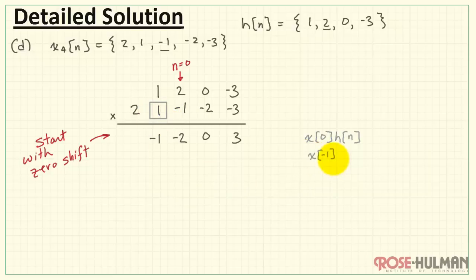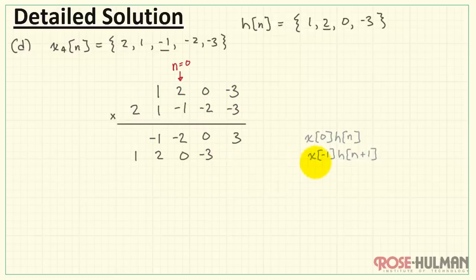Next, I'll move 1 over. This is previous to n equals 0, so that would be x of negative 1. The convolution sum tells us that we need to be multiplying by h of n plus 1. And that amounts to these 4 values advanced in time by 1 place. So that would be slid 1 to the left. 1 times 1 times 2 times 0 times negative 3. And I write that with 1 shift to the left.